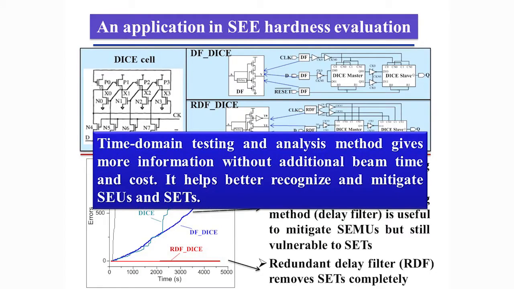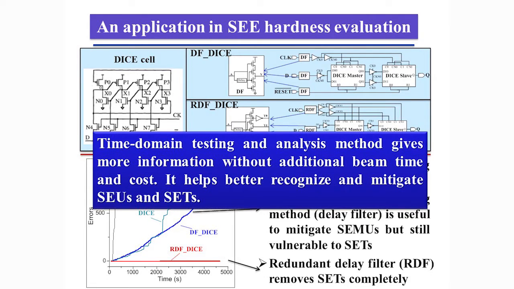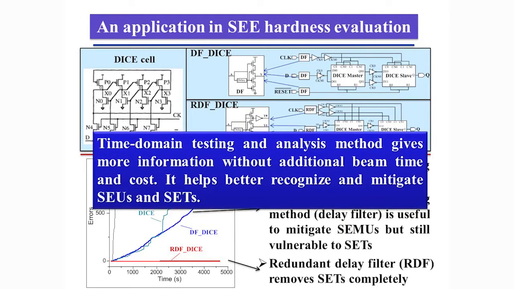The traditional SET hardening method is a delay filter. It is useful for mitigating SEMU, but is still sensitive to the SET. So a redundant delay filter removes SET completely. This just means that when we distinguish SET and SEU, we will find how to harden against the SET. So this is a useful method for application. The time domain test and analysis method gives more information without additional beam time and cost. It helps better recognize and mitigate the SEU and the SET.